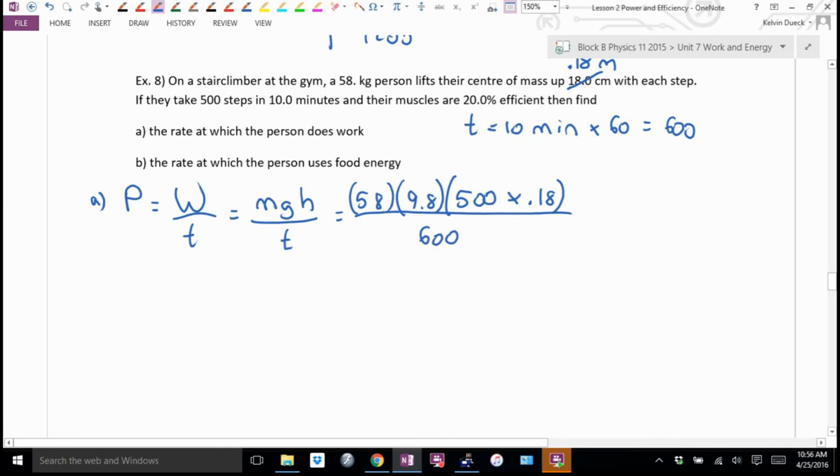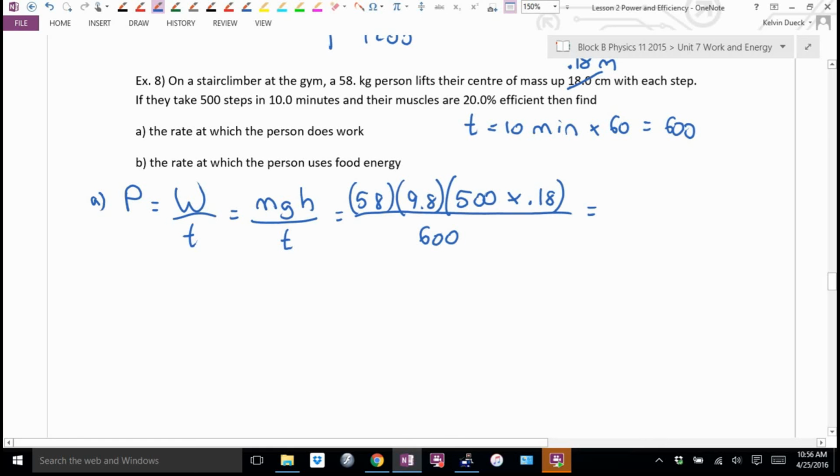Now, the other thing I could have done, Eugene, is I could have figured out, well, if they do 500 steps in 10 minutes, how many seconds it takes to do one step. And then I would have used a height of 0.18. But to me, it was easier to say, well, why don't I find the total height, total time? How many watts of power?